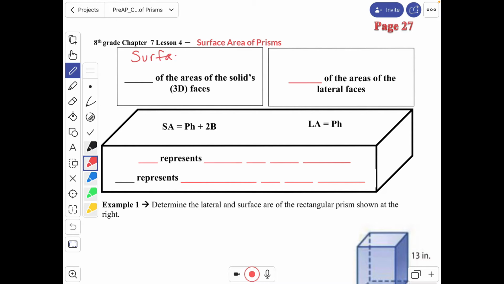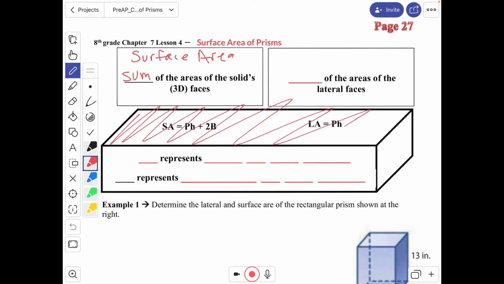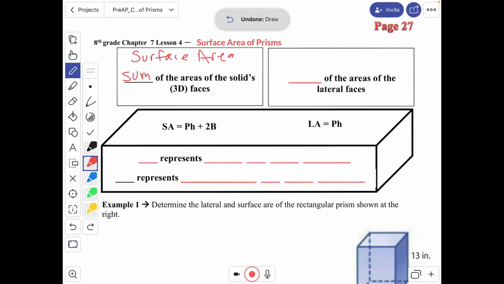So, surface area is the sum of the area of the solid's 3D faces. So if you're looking at this picture here, it would be all of this. Think of it like wrapping paper. It's going to be the surface of the entire paper, all the paper that would be used to cover it.